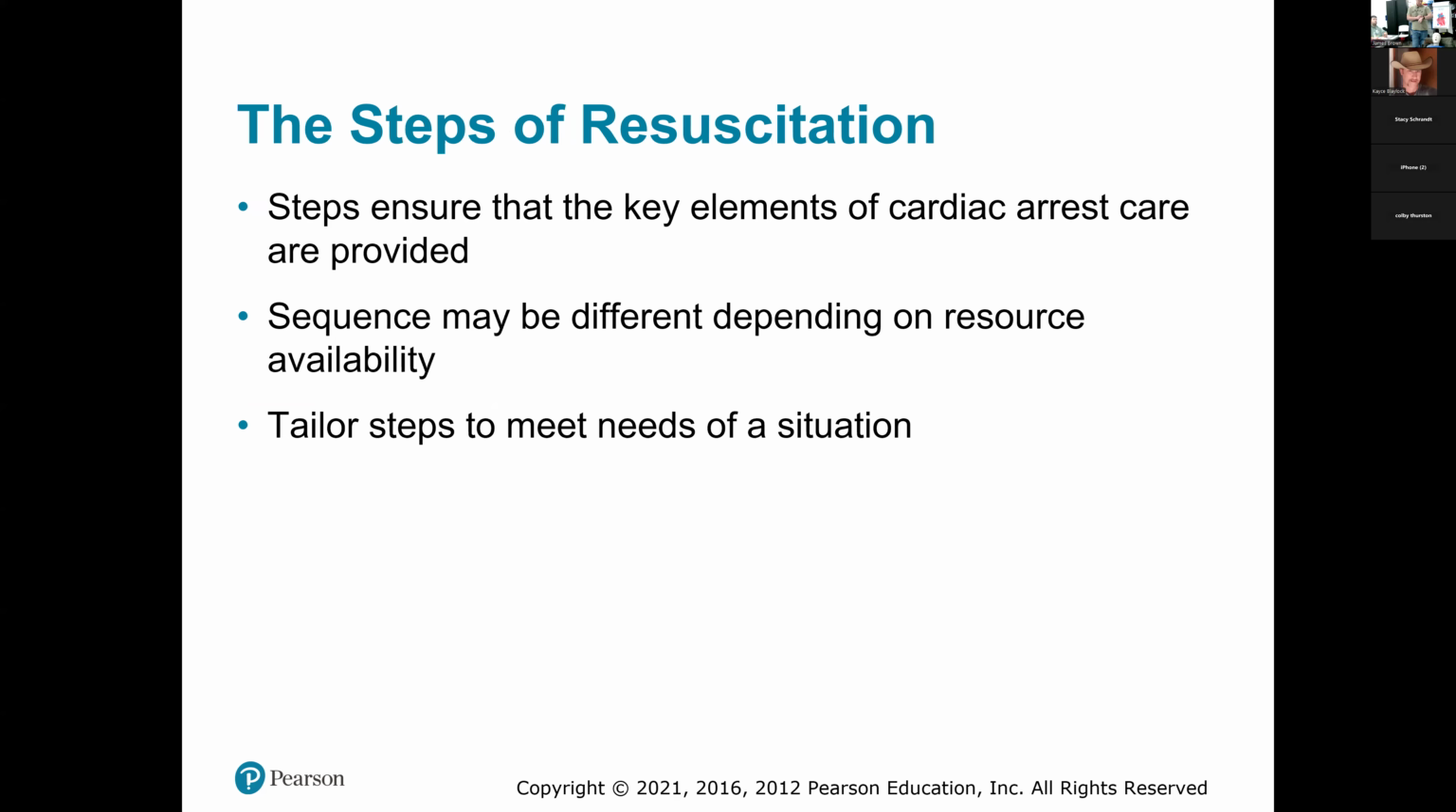All right, let's take a 10-minute break. Be back at 20:30, and we will continue on with steps of resuscitation.